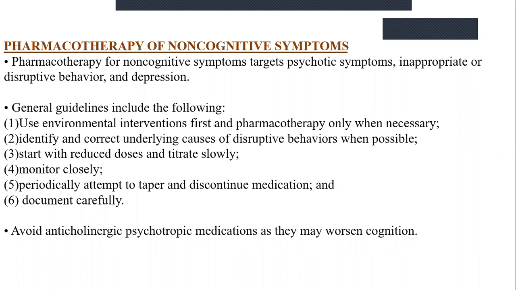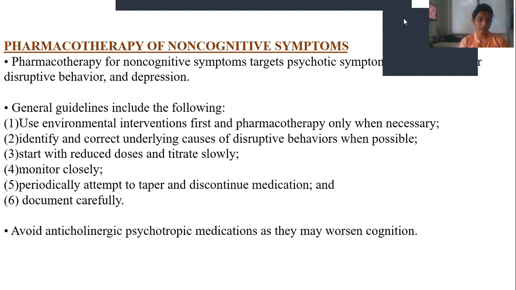Now it is all about pharmacotherapy of non-cognitive symptoms. It includes behavioral changes, psychiatric symptoms, depression. For that, there are some guidelines. It includes environmental interventions that we have to use, and pharmacotherapy can be used only when it is compulsorily required. And we have to identify the causes or reasons behind these behavioral changes, and we have to treat or reduce the cause which is causing these changes, and start with reduced doses and titrate slowly. So we have to start with reduced doses and slowly titrate the dose.